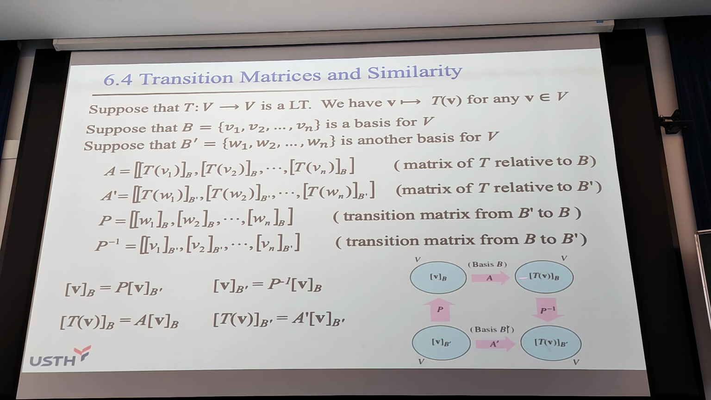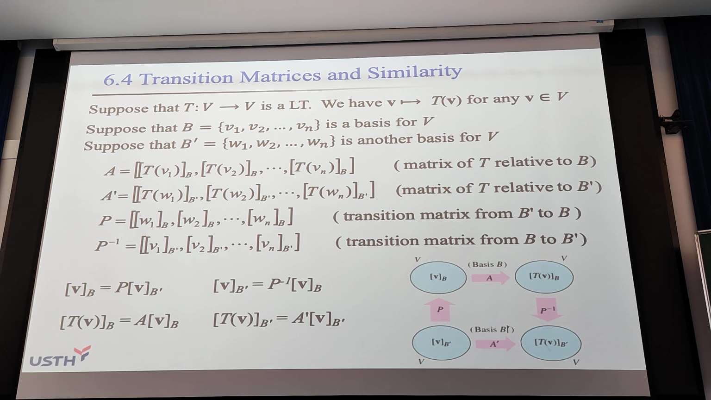And the top row here, from the coordinate of V relative to the basis B, up to the coordinate of T of V relative to B, we can use that formula. And from here up, you change from the coordinate of V relative to B prime into the coordinate of V relative to B. That is the first one. Then you apply that formula, and so on, and you get the formula here.